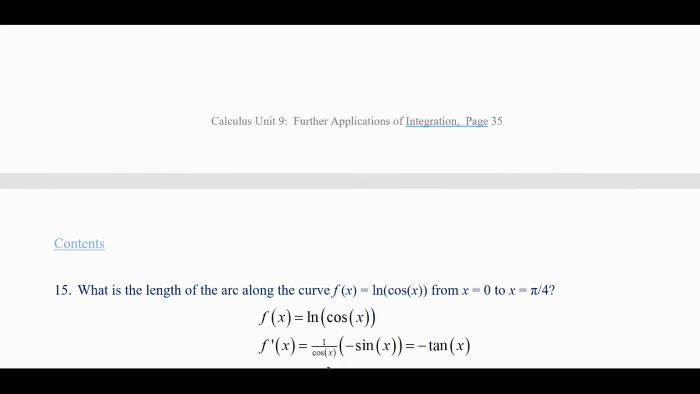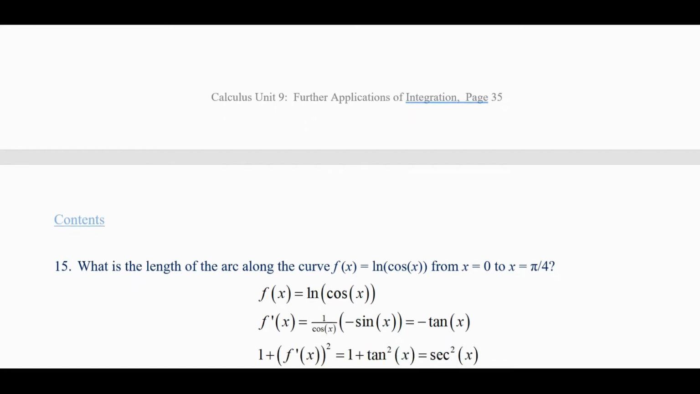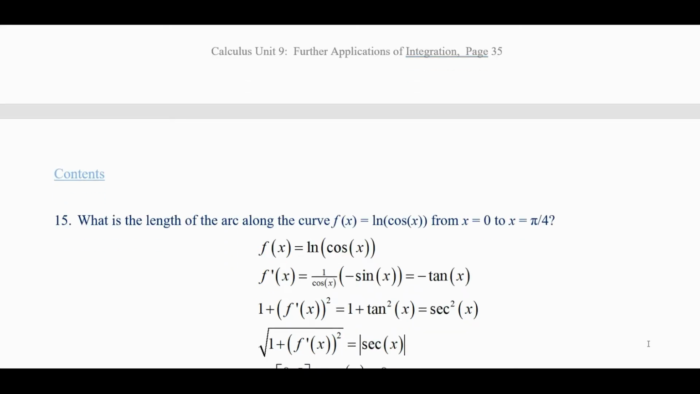And if we square that, the negatives cancel, and so we get tangent squared, and we want to add 1 to that. So we need 1 plus the derivative squared. But 1 plus tangent squared is just secant squared. That's our basic Pythagorean identity for secants and tangents. And so we get that. Then we take the square root of that. We're looking at the absolute value of secant of x. The square root of the secant squared of x is just the absolute value of secant x.